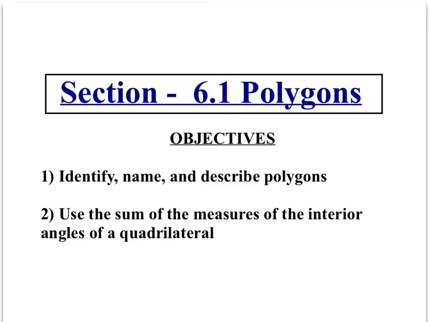Welcome to section 6.1. Today's objectives are going to be to identify, name, and describe polygons and to use the sum of the measures of the interior angles of a quadrilateral.